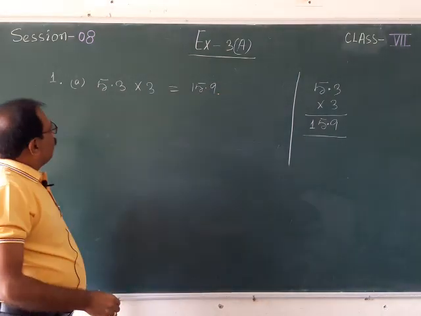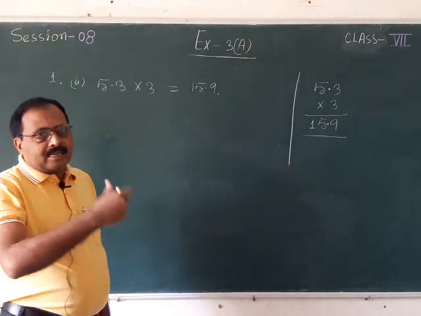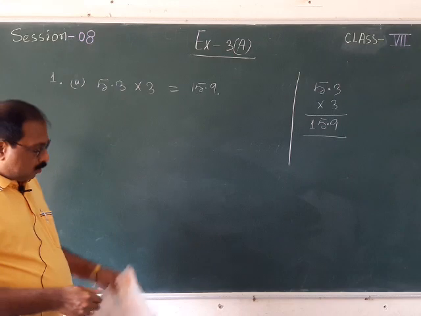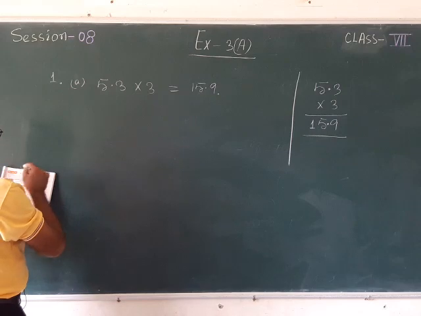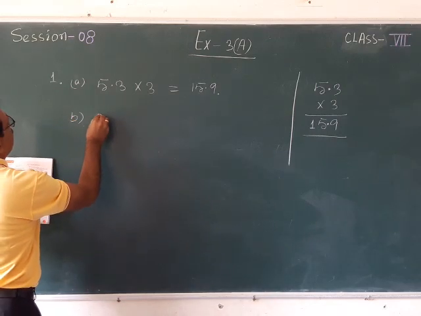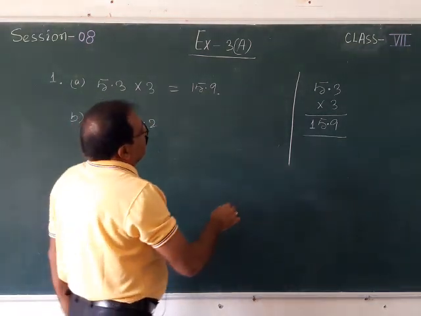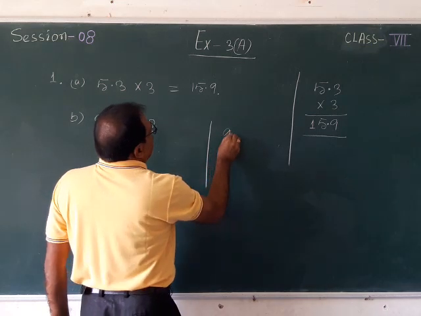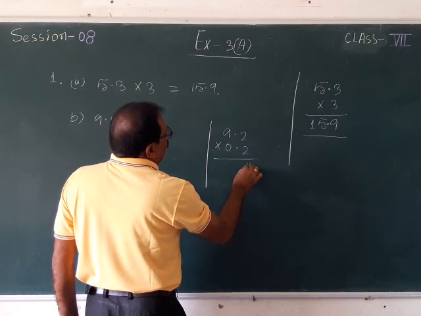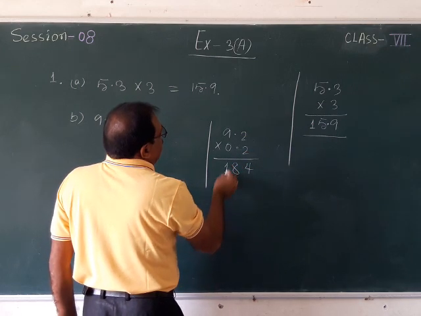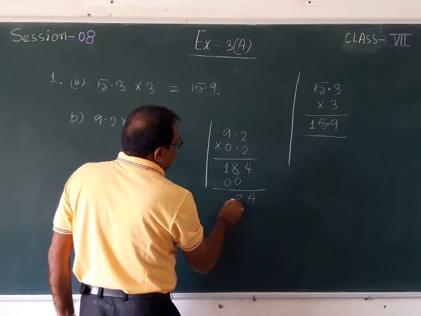I suggest to all of you, whenever you are doing any question, do the rough work at the right side of your notebook. One more question I am showing you. Suppose question B, you want to multiply 9.2 by 0.2, then what will you do? On the rough side you multiply 9.2 by 0.2 normally. 2 2s are 4, 9 2s are 18, 8 carry 1, then by 0 you multiply 0 and 0, so this is 1 8 4.